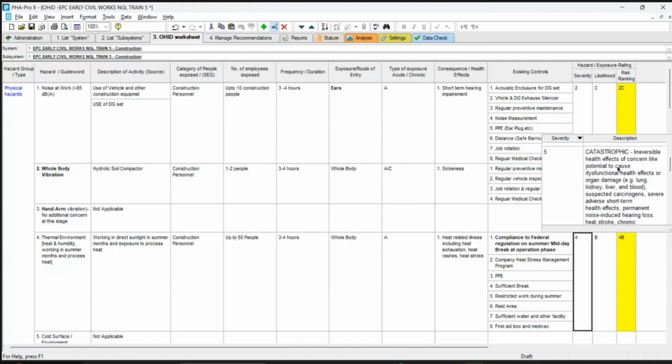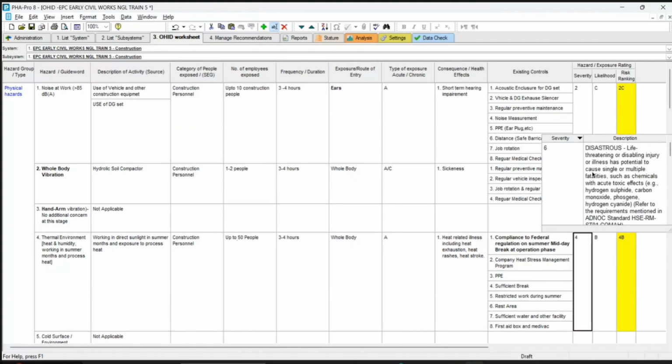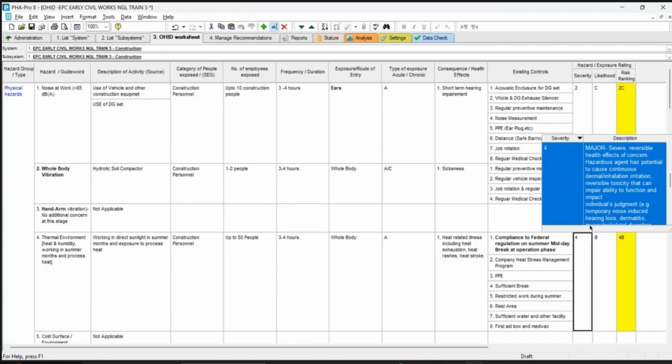See, catastrophe, irreversible effect, and 6 is a death. Disaster, life threatening. So if you see multiple, 4 is not fatality here. 6 is fatality here. So what do you want to put? You want to put 4 or 6? What is 4? Severe, reversible.